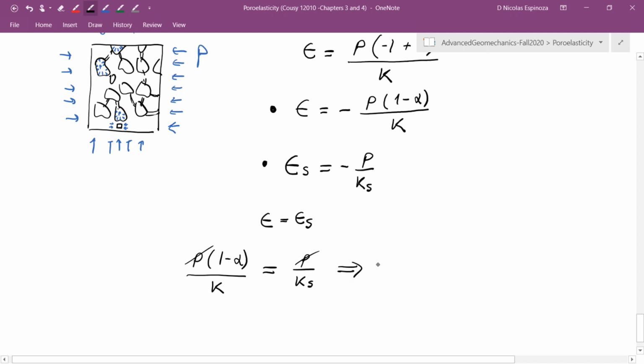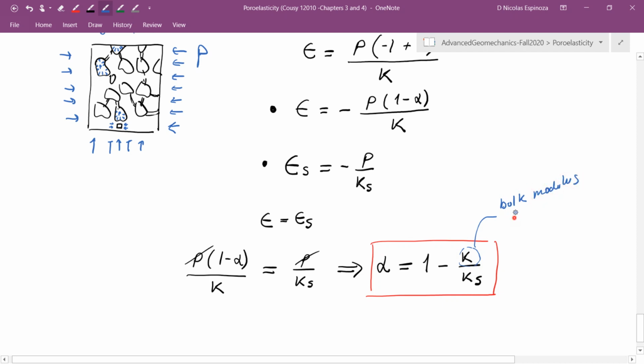And what I'm going to get solving for alpha is that alpha is going to be equal to 1 minus K over Ks, where alpha is the Biot coefficient. The Biot coefficient is going to be 1 minus the bulk modulus of the porous solid, the jacketed modulus, divided by the bulk modulus of the solid part. So just to clarify this, remember this is the bulk modulus of the porous solid, jacketed, and this one is the bulk modulus of the solid skeleton.